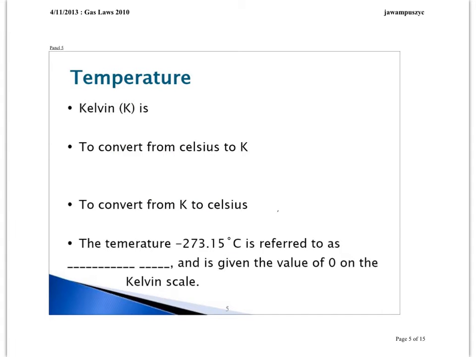Again, Kelvin is what's known as an absolute zero scale. And because it has an absolute zero value, that value is 273 degrees less than the freezing point of water. It's minus 273.15 degrees Celsius. We won't worry too much about the 0.15. So to convert from Celsius to Kelvin, we're going to have to add 273 degrees.